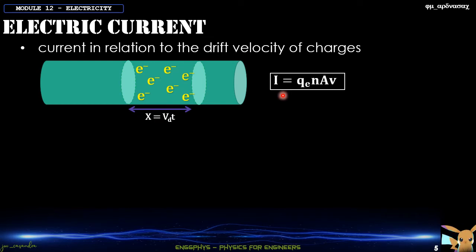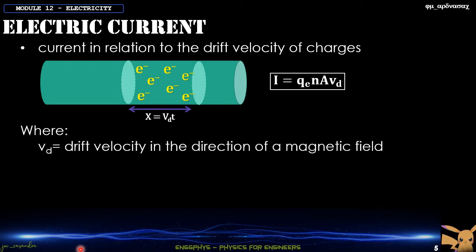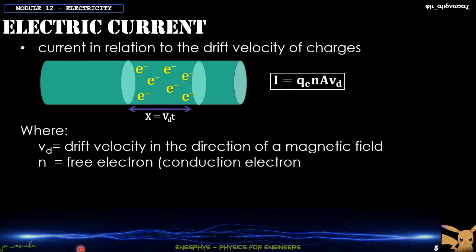With that, we can now solve for our current as Q of the electrons that are moving, so Q_e times N A v_d. For these variables, v_d is the drift velocity in the direction of the magnetic field. N is our free electron density, or conduction electron density, which is in meters raised to negative 3.